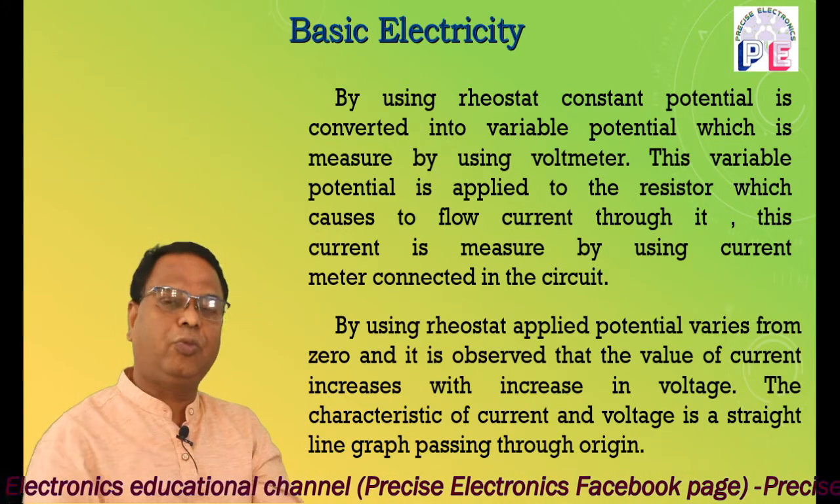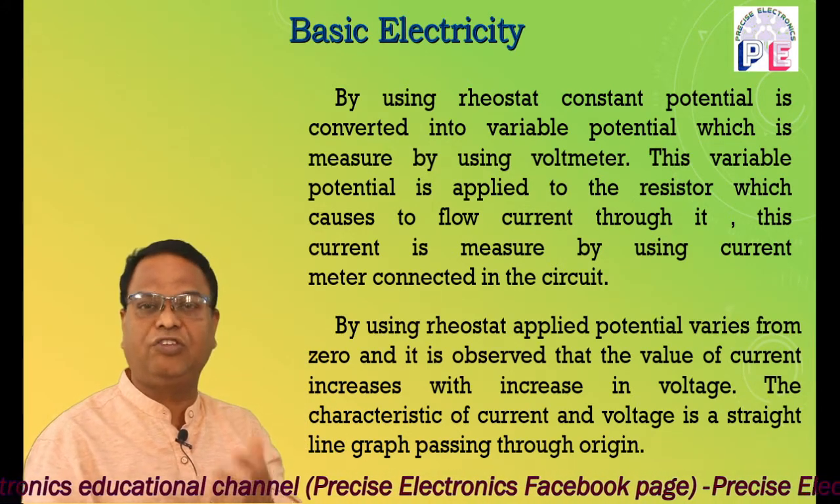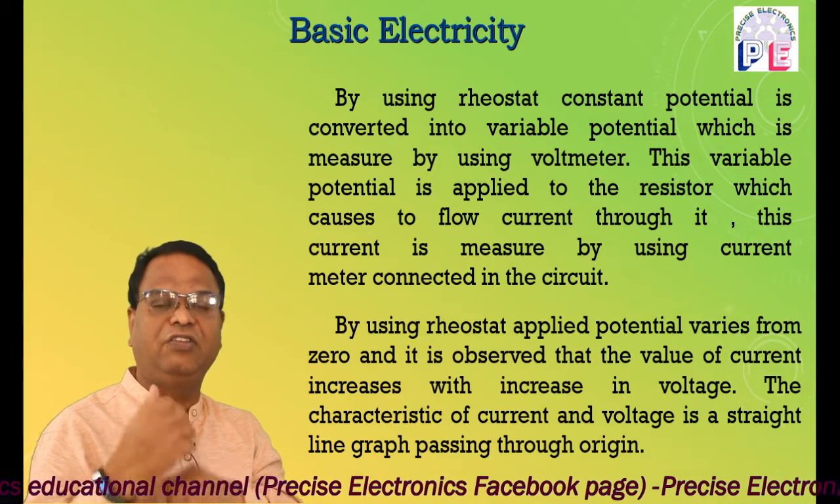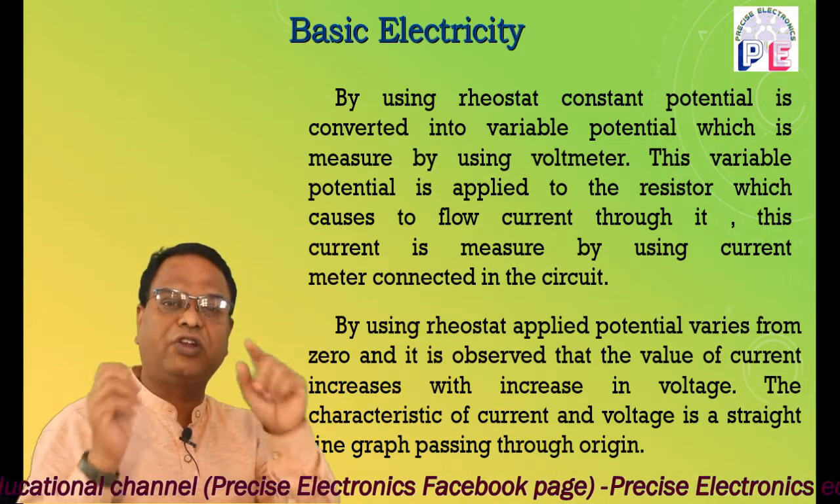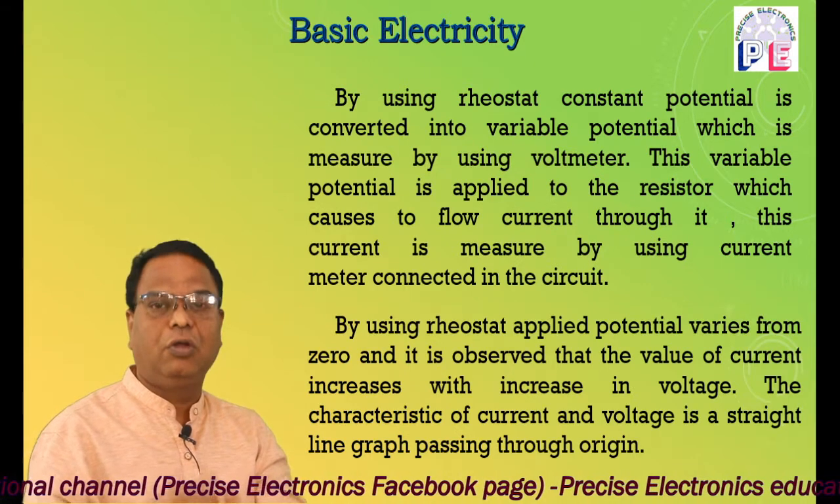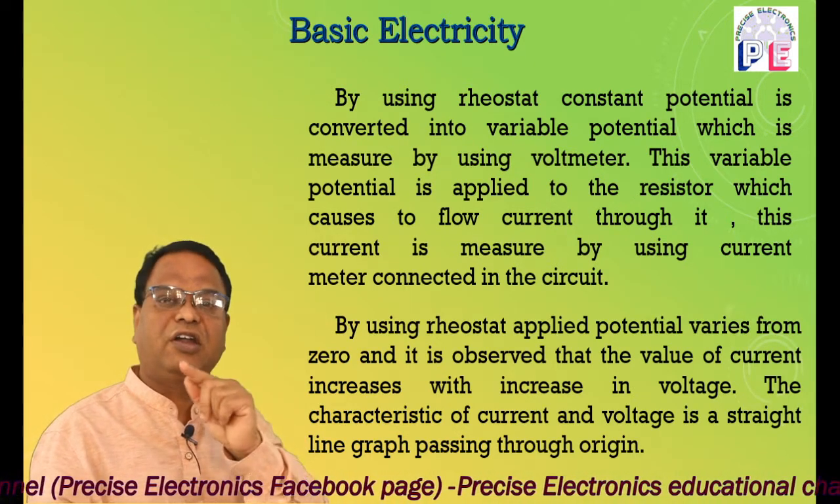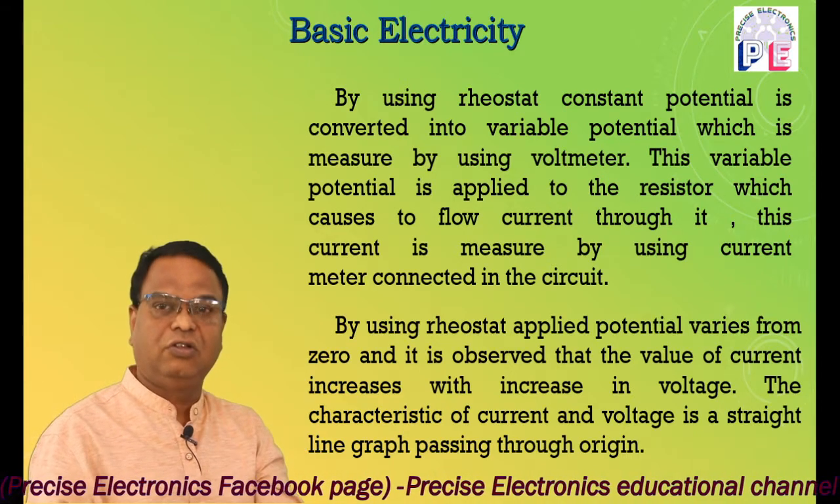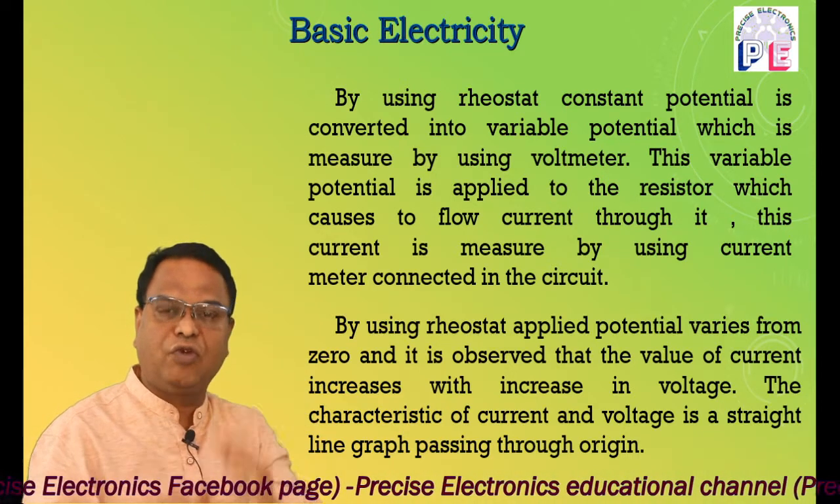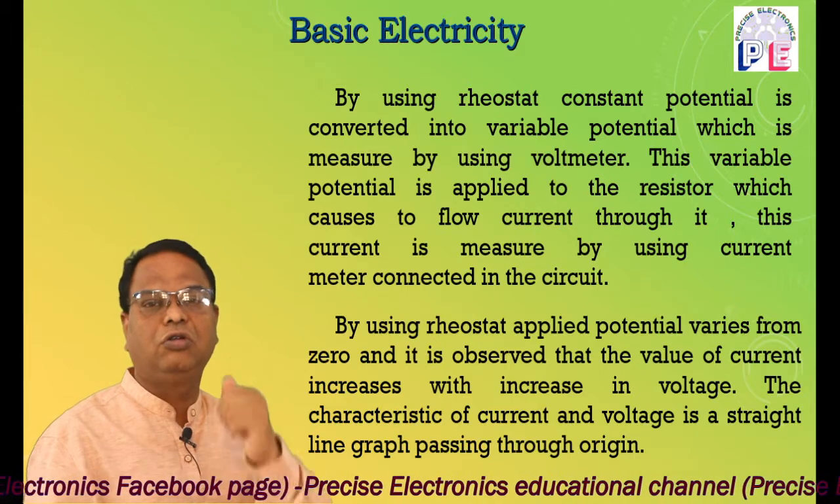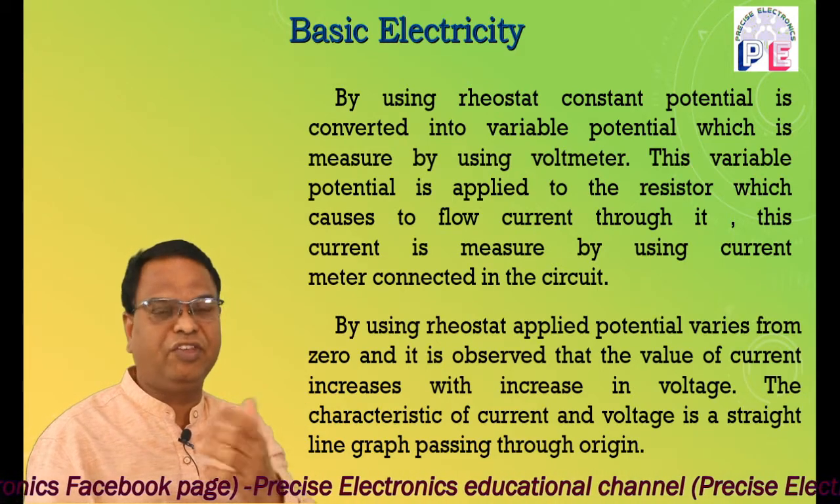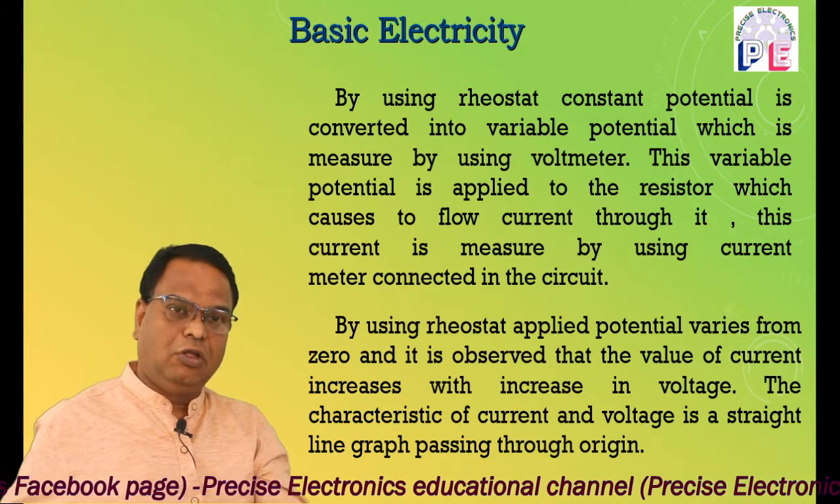When we apply zero potential, in the initial stage the applied potential will be zero, so obviously the current flowing through the circuit should also be zero. But when we increase the potential to 1 volt, current conduction takes place. For 1 volt, we have to measure the current flowing through the circuit. Then for 2 volt, the current flowing through the circuit will be measured using the ammeter.